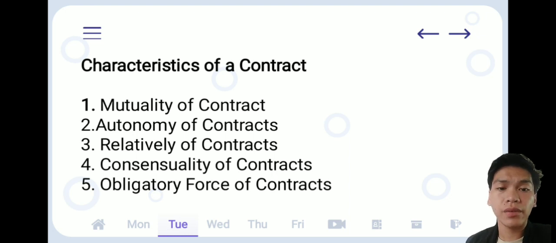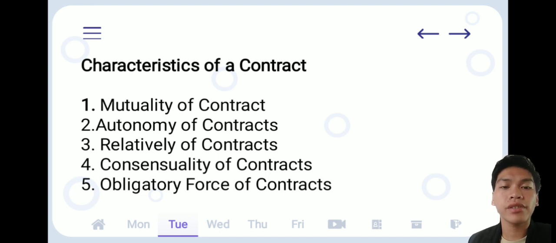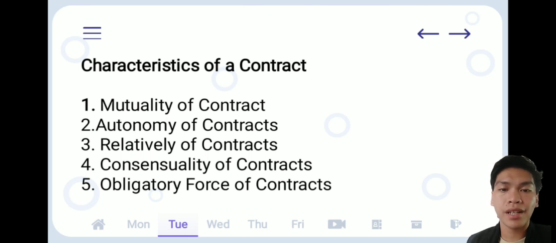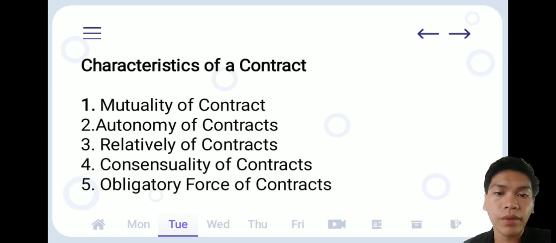Next is the autonomy of contracts. So this principle emphasizes the freedom of individuals or entities to enter into agreements on their own terms without interference from external parties as long as the terms are legal and not against public policy. So for the relativity of contracts, contracts are considered relative to the parties involved under particular circumstances. So this means that what might be a fair contract between two parties may not be fair in different contexts.